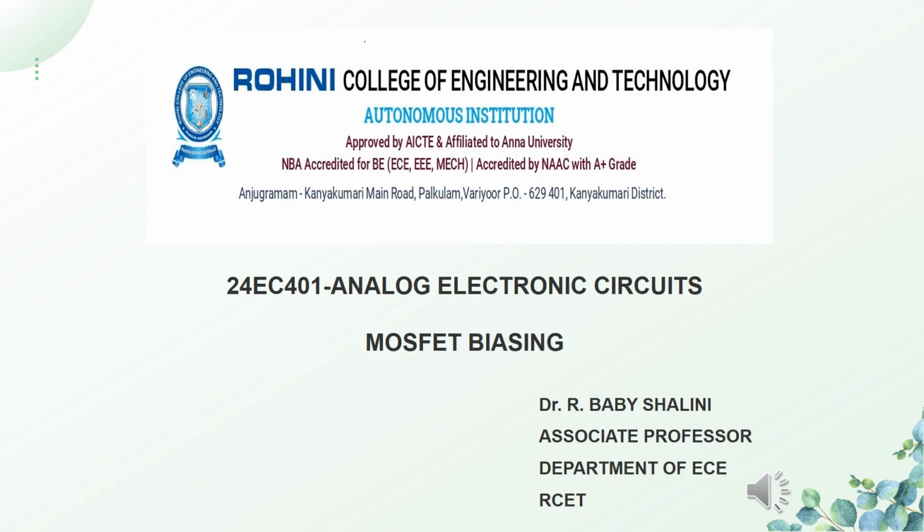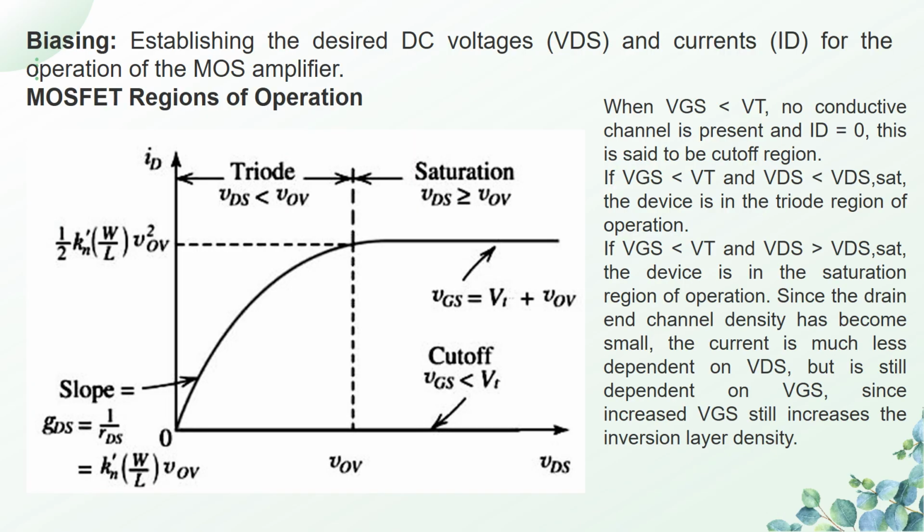And in this video, we are going to see about various biasing methods involved in MOSFET. So first, what does biasing mean? Biasing is nothing but establishing the desired DC voltage and currents for the required operation of a MOS transistor. So the required DC voltage is VDS and the required current is drain current ID.